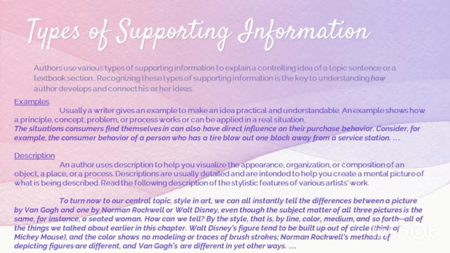Authors use various types of supporting information to explain the controlling idea of a topic sentence or a textbook section. Recognizing this type of supporting information is the key to understanding how an author develops and connects his or her ideas. Examples. Usually, a writer gives examples to make an idea practical and understandable. An example shows how a principle, concept, problem, or process works or can be applied in a real situation.